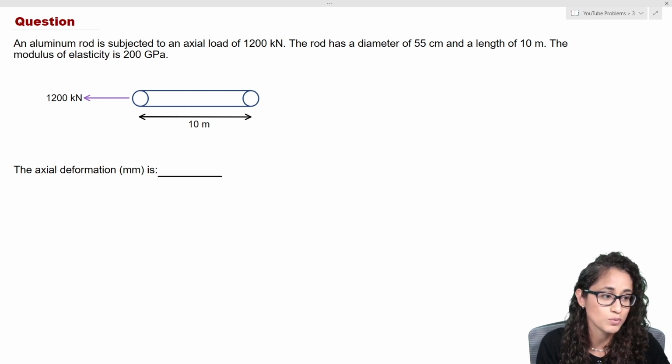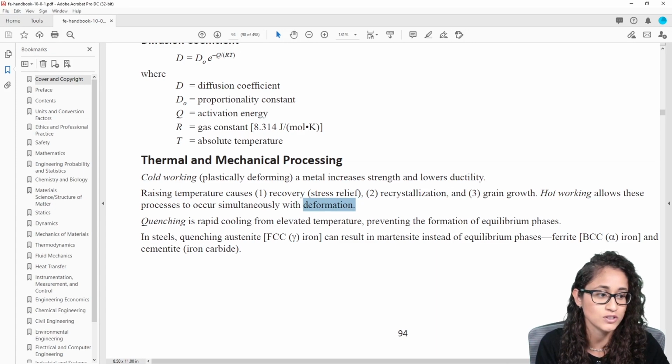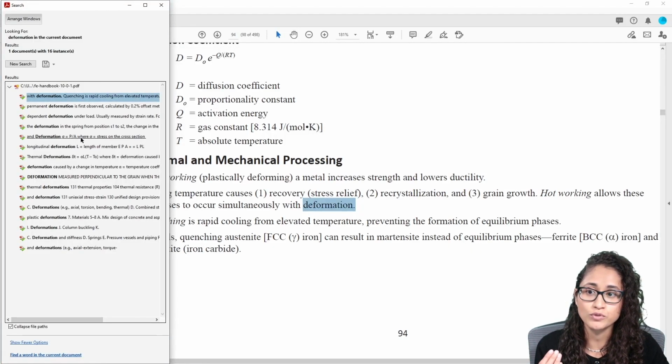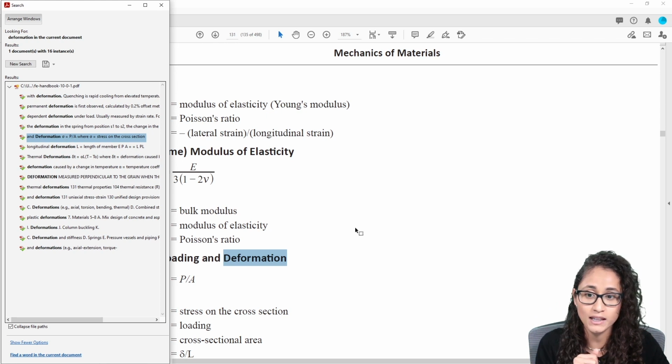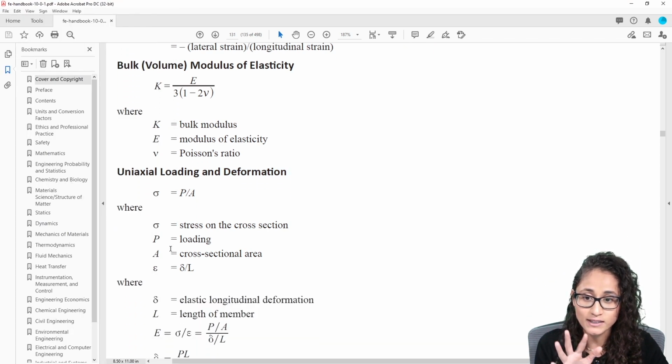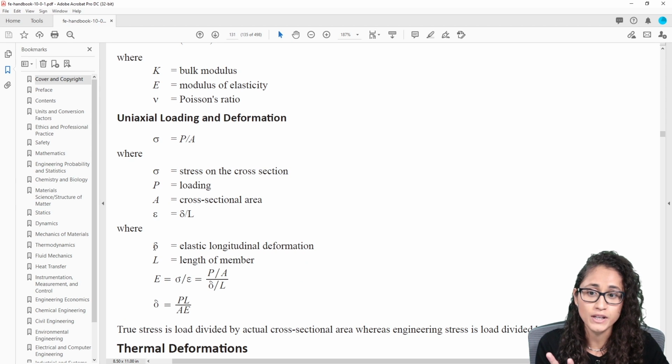Now, let's go back to the reference manual and take a look at the equations that we have. I'm going to click this search box here because I see an equation. Now, if I take a look at this page and scroll down, here we have delta, which is deformation, and that's what we're trying to solve for.